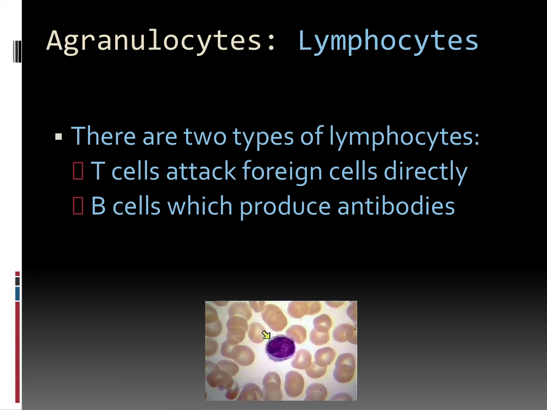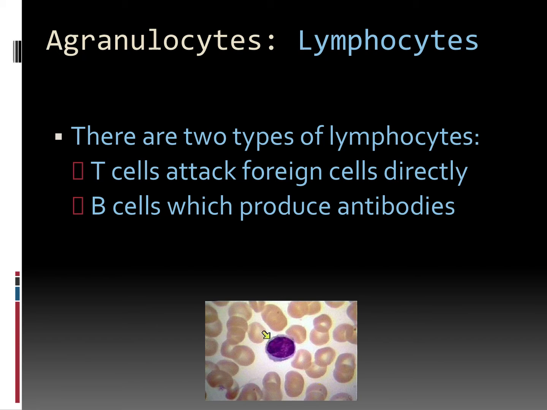Now we're going to talk about the two different types of agranulocytes. So these are white blood cells that don't have a granular appearance. Such good naming. So the first of the agranulocytes, probably you've heard of, those are lymphocytes. So there are two types of lymphocytes that, again, we'll talk more about when we talk about the immune system. But they are T cells and B cells.